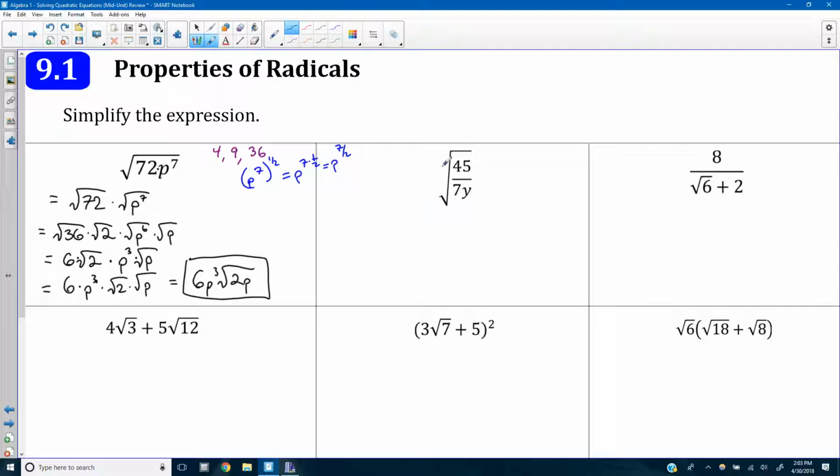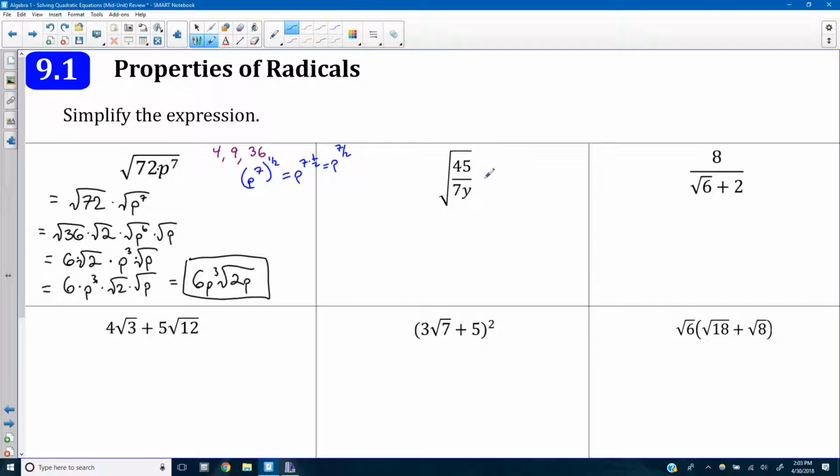Okay, this next problem, the square root of 45 over 7y. And you may sit here and wonder, okay, what is it that we can simplify? Do we just write not simplifiable? Well, if it wasn't, then you would do that. But part of the simplification rules is that your denominator cannot be inside a square root. And it is. It's inside a big square root right now.